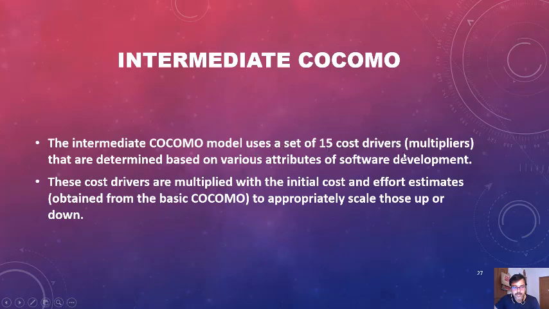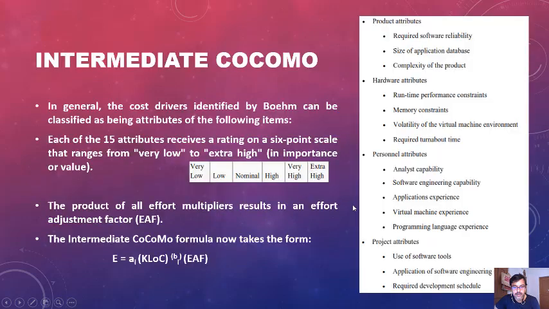In general, these cost drivers identified by Boehm can be classified into four classes: product attribute, hardware attribute, personnel attribute, and project attribute. These are the attributes under the product attributes: required software reliability, size of the application database, complexity of the product. These are the attributes on the hardware attribute, and these are the attributes on personnel attributes.